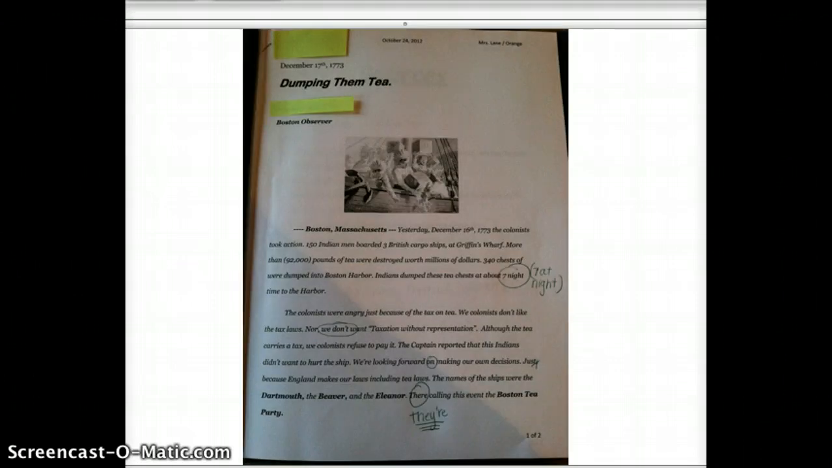So, if we're looking at the first category of the rubric, it says newspaper format: headline, byline, location, lead, and supporting paragraph, and this student did the appropriate format. There was a headline, you can see at the top, "Dumping Them Tea", a byline, which was the student's name, now covered by a post-it, and the newspaper they work for, a location, which says Boston, Massachusetts, and then the lead paragraph, which has the who, what, when, where, why, and how in the first.